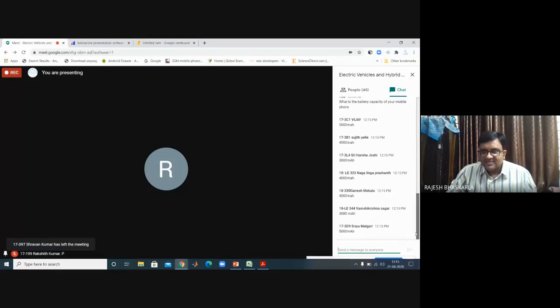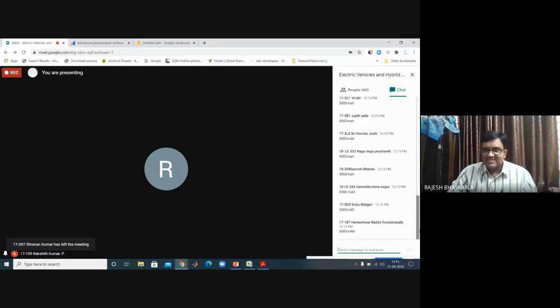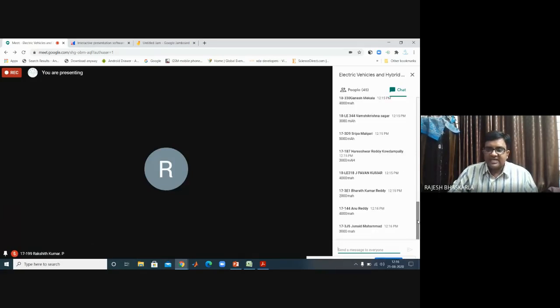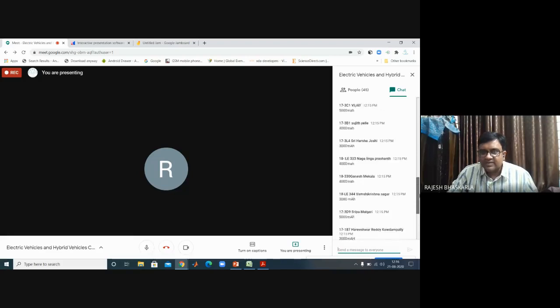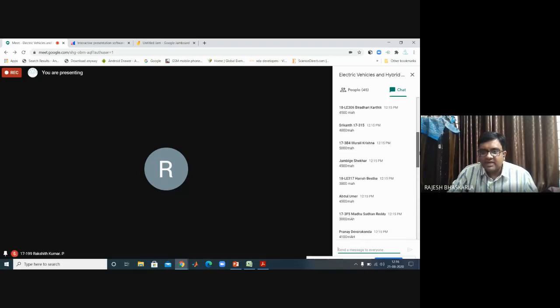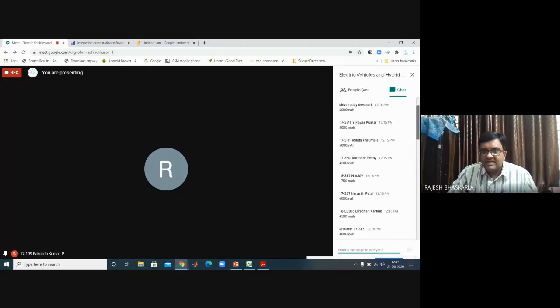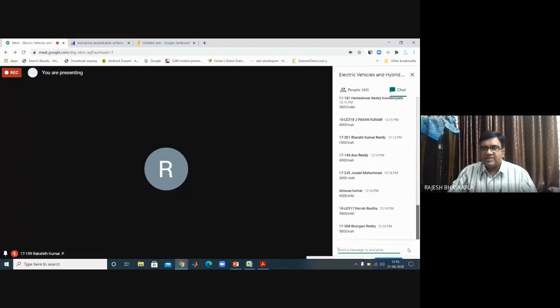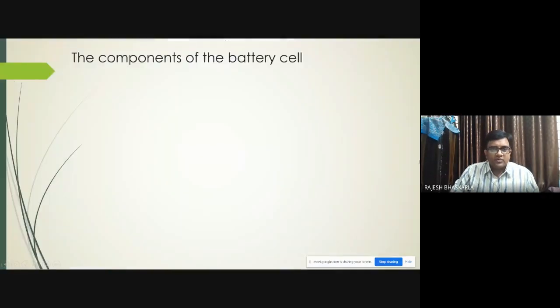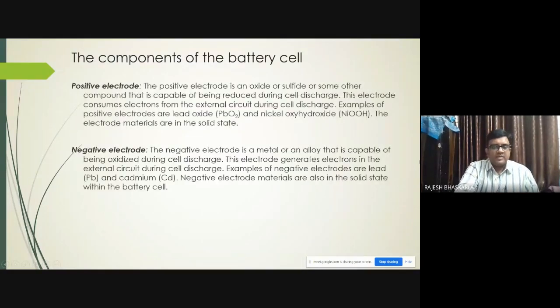So battery capacity means ampere hours. One ampere hour is equal to 3600 coulombs. We'll see that anyhow. Very good. I think everyone understood that battery capacity is in ampere hours. For your mobile, it will be in milliampere hours. Very good. Right. Then I assume that you know everything now. Now let us go back to our presentation.